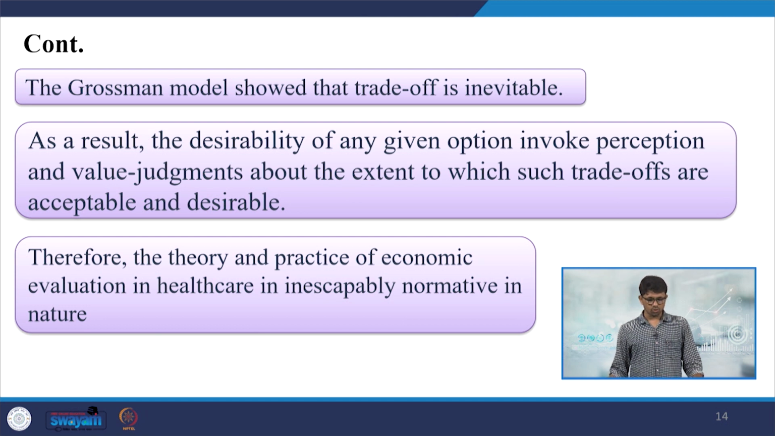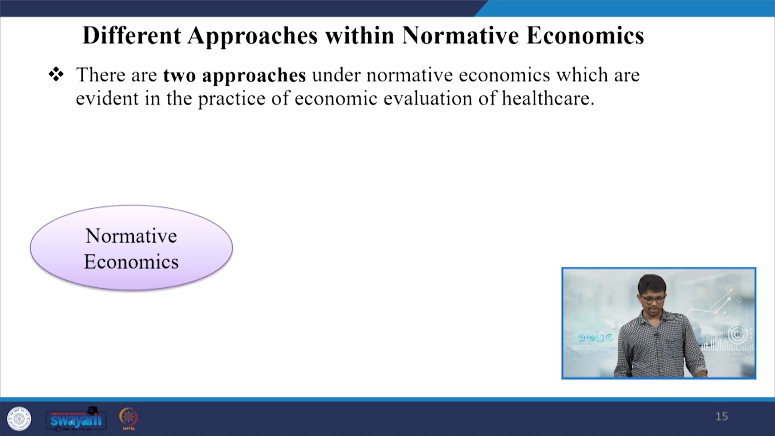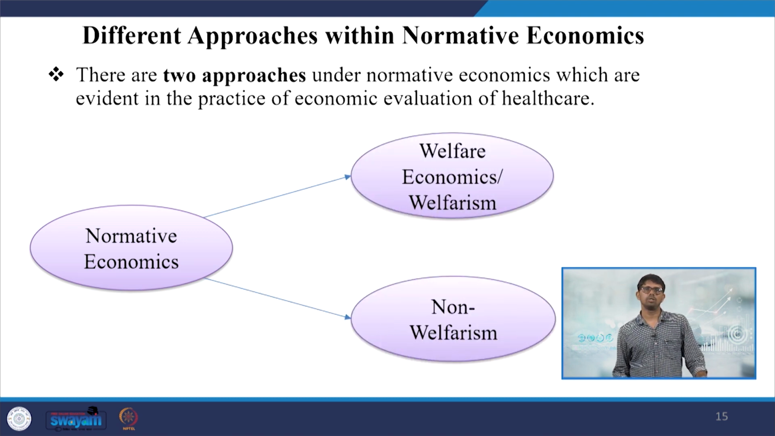Hence, the Grossman model showed the trade-off between H and X, which is inevitable, and as a result, the desirability of any given option invokes perceptions and value judgments about the extent to which such trade-offs are acceptable and desirable. Therefore, the theory and practice of economic evaluation in healthcare is inescapably normative in nature. There are different approaches within normative economics. We will discuss this. One is called welfare economics based, that is called welfarism, and another is called non-welfarism.